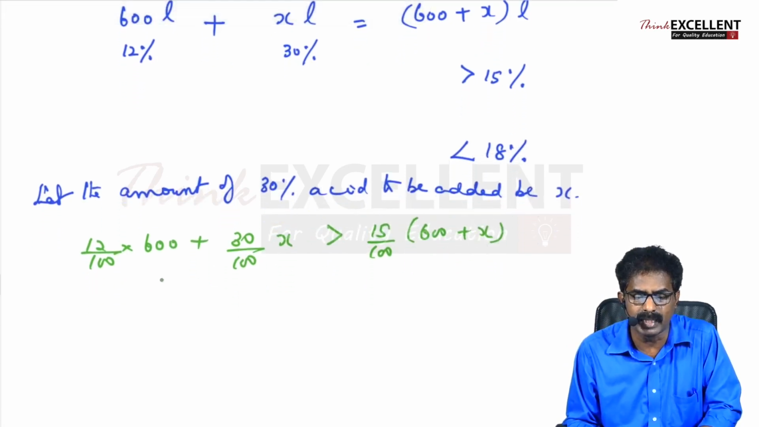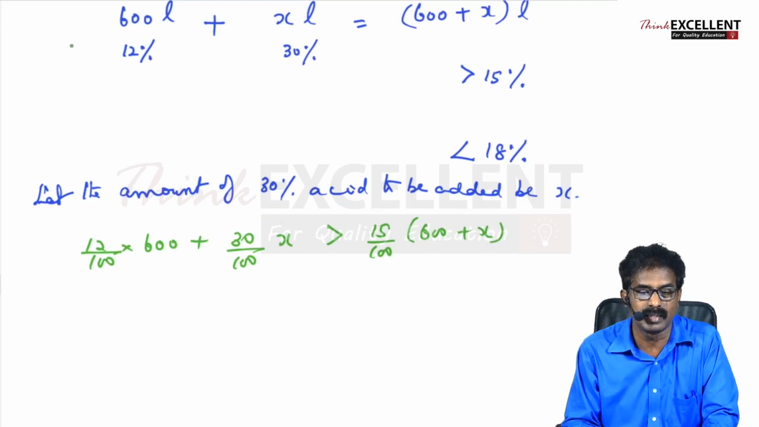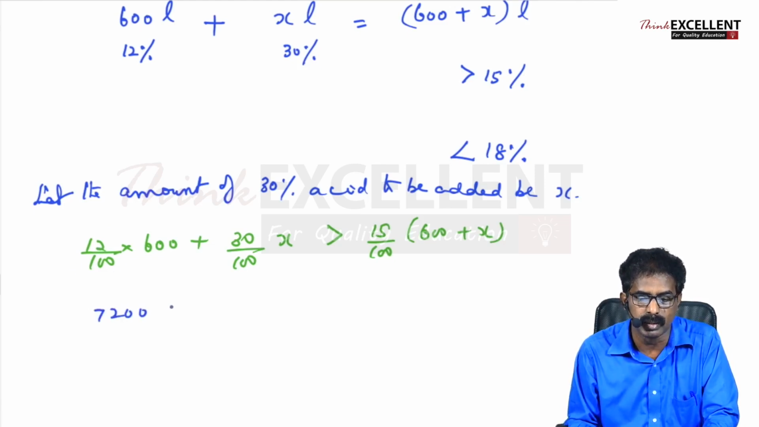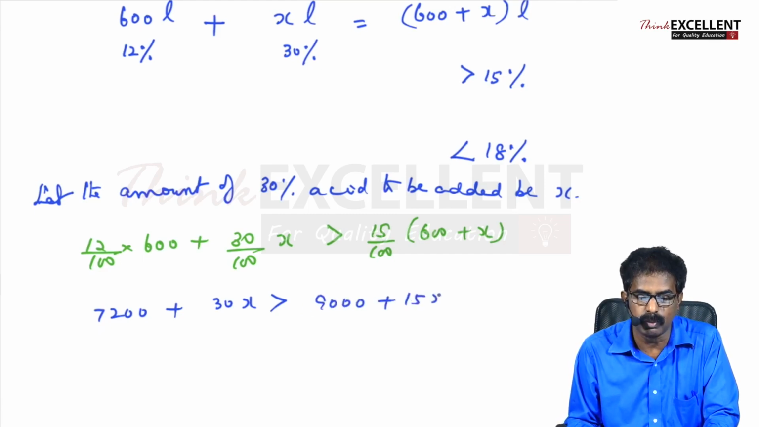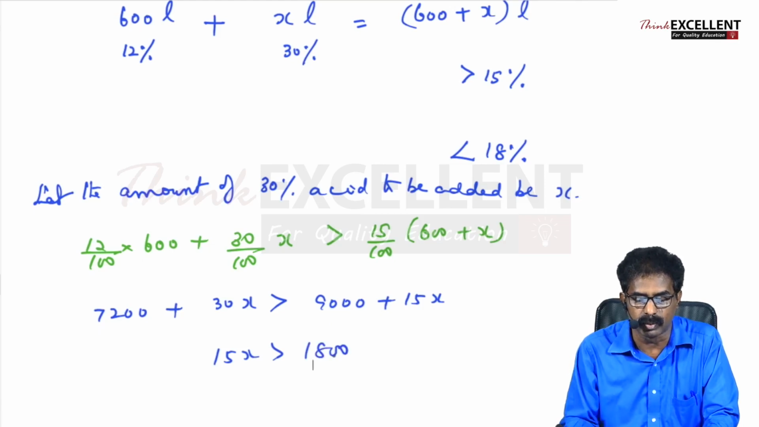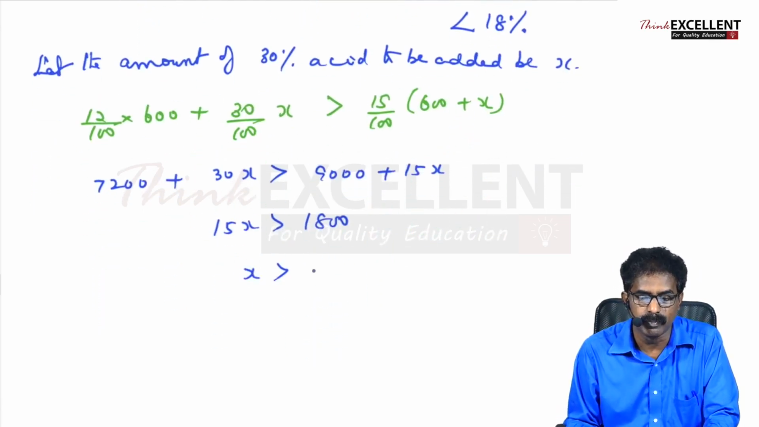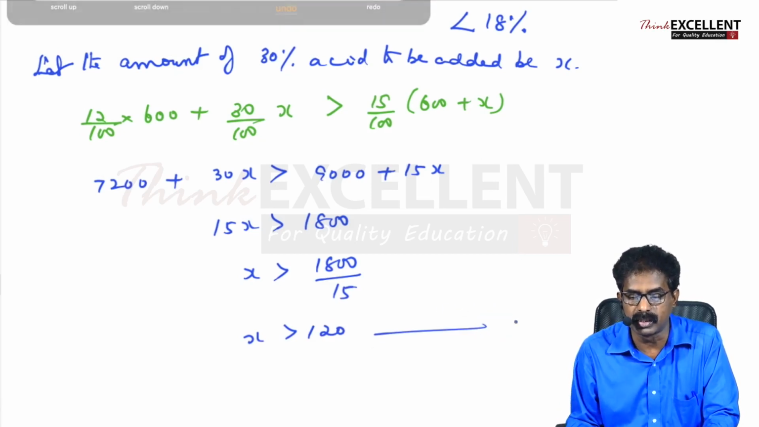So you multiply every term by 100 because 100 is there in the denominator, right? So if you multiply by 100, all the denominator hundreds get cancelled. So 12 into 600, 7200, plus 30x. 15 into 6, 90, 2 more zeros. So 9000 plus 15x. Group all the x terms together. 30x minus 15x. So 15x greater than 9000 minus 7200, 1800 you will get. So x is greater than 1800 by 15. You will get x is more than 120.